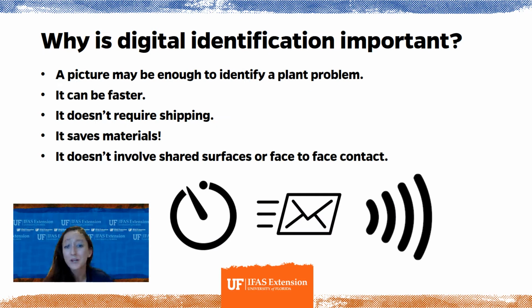So you may be wondering, why is digital identification so important? Well, we currently live in a digital era where everything is online. And in addition to this, a photo might be all you need in order to identify your plant problem. An expert may be able to look at it and tell you right away what's going on. And if you submit an insect or a potential plant pathogen problem, they could be able to tell just by looking at it what the problem on your plant is.